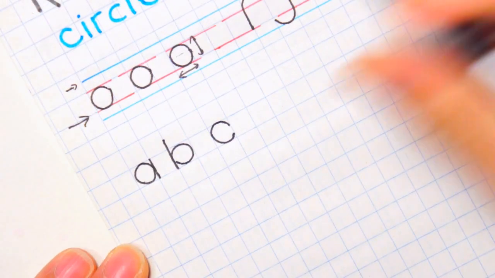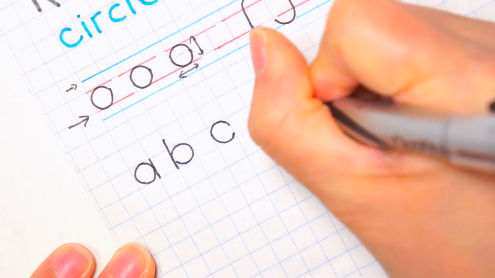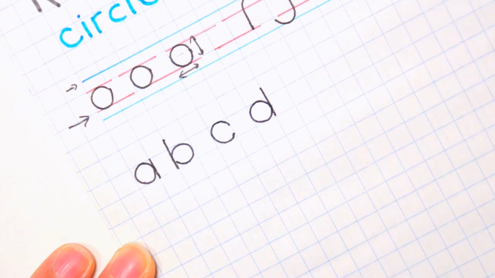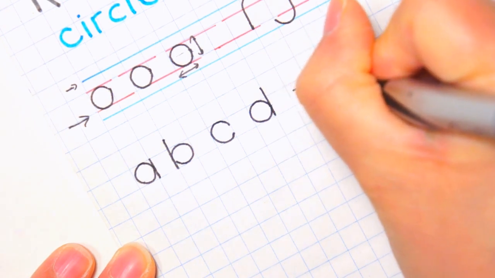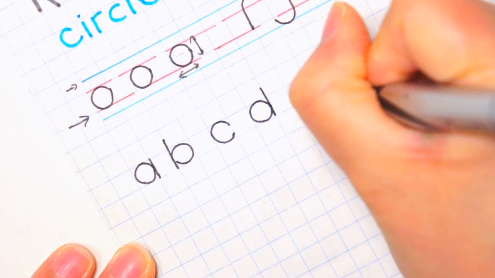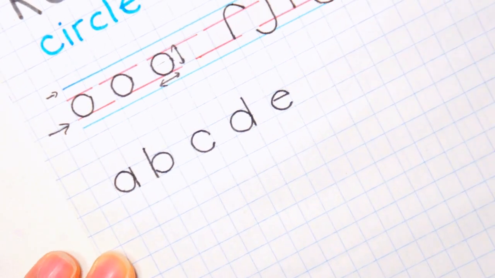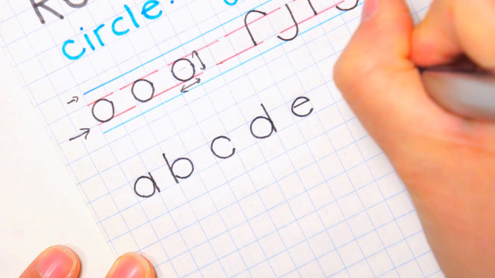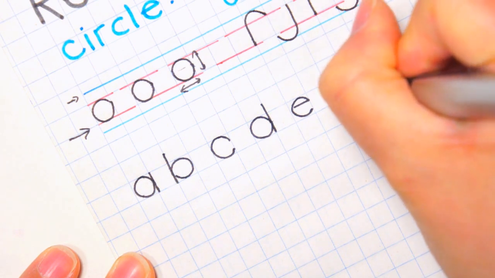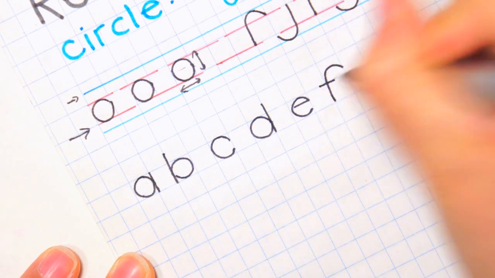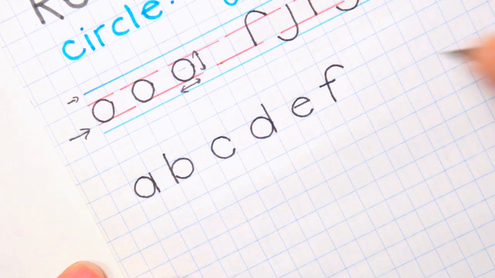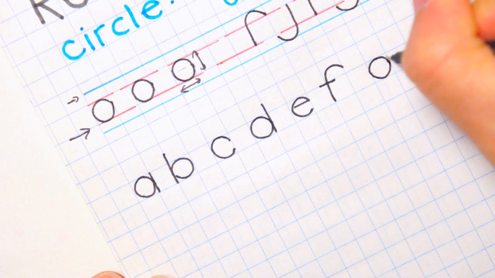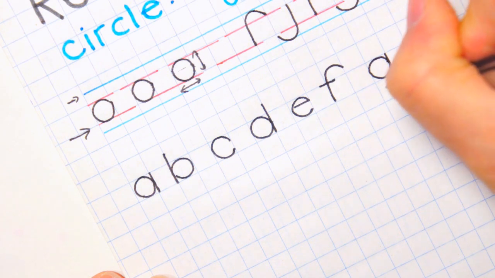D, it's a circle with a 1.5 downstroke. E, almost a circle with a line in the middle. Now F is the one that with the ascend turn down. So I'm going to do the letter F. Letter G, circle with a 1.5 half.